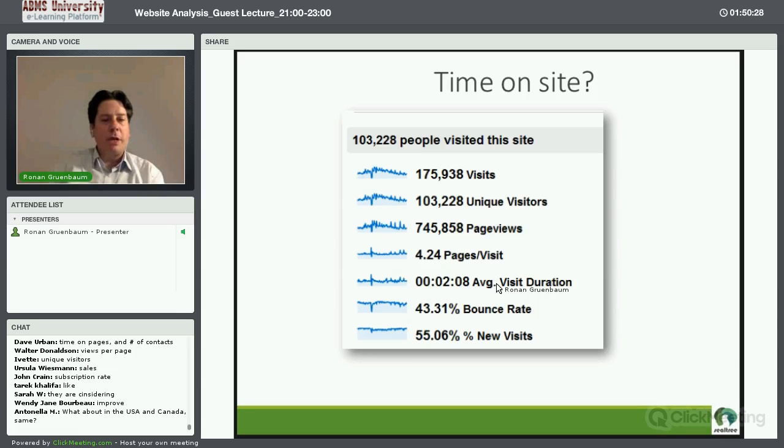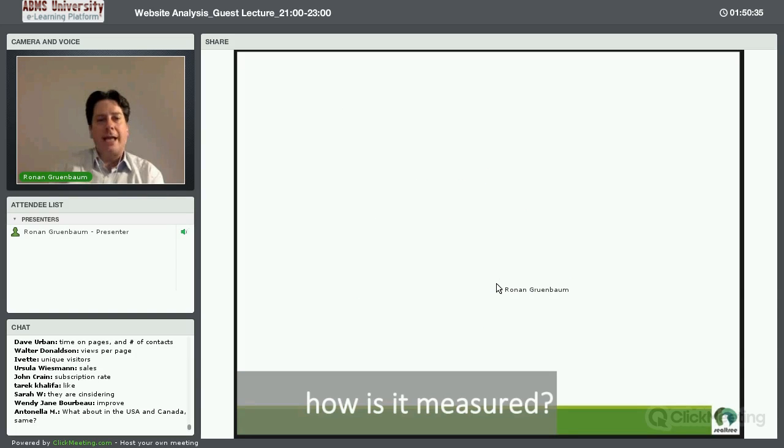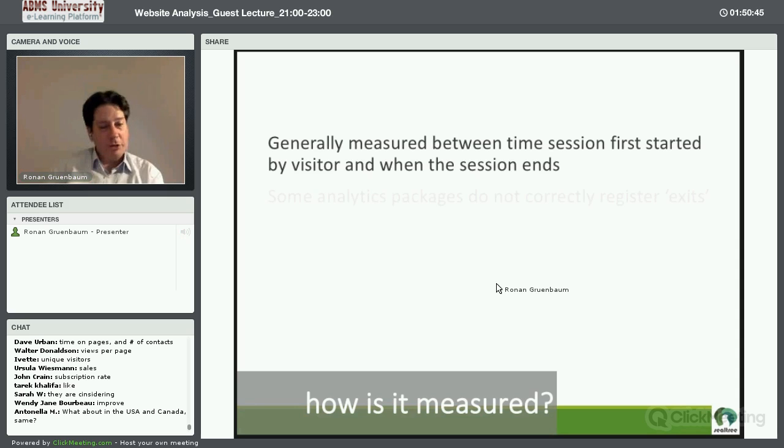So how is it measured? The time on the site is generally measured between the time the session first started by the visitor and when the session ended. But some analytics packages do not correctly register exits. So it's usually impossible to know if the user walks away from the browser and leaves it open, as I'm sure many of us all do. I'm sure some of you have done that this evening with this webinar.